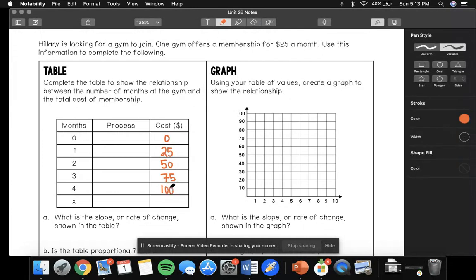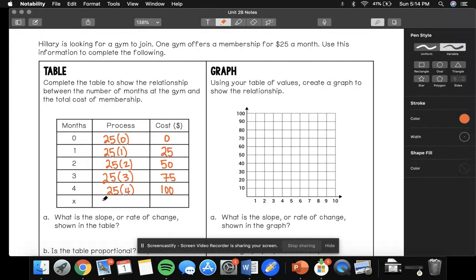Okay. So before we can talk about what we're going to put right here, we just need to talk about this process. Basically we're adding 25 every single month. Another way of adding 25 every month is multiplying by our input. So for this one, 25 has happened 0 times, and 25 times 0 is 0. For 1 month, we did 25 times 1, and 25 for 1 month is 25. 25 for 2 months is 50. 25 for 3 months is 75. 25 for 4 months is 100.